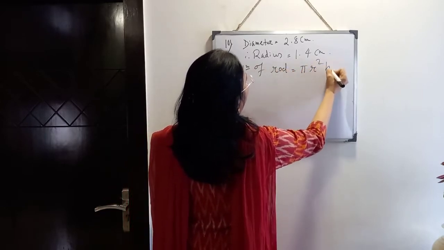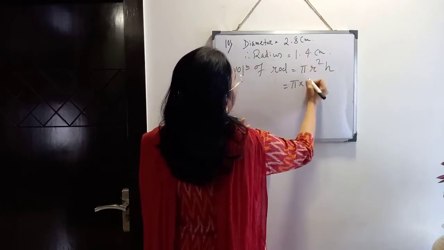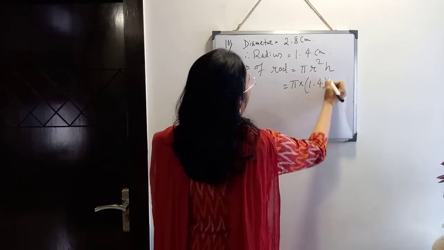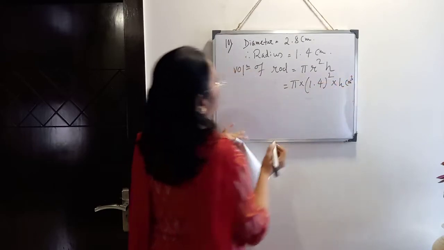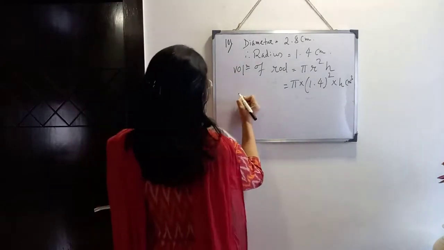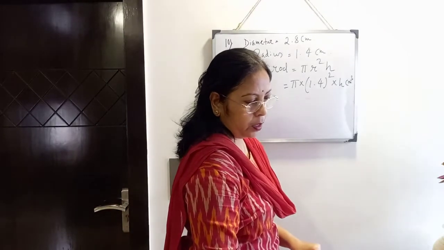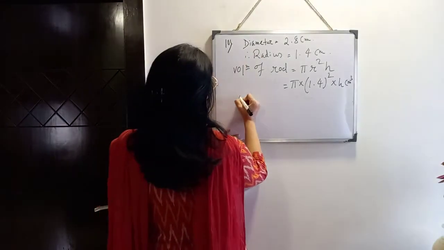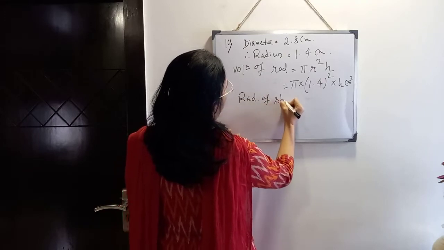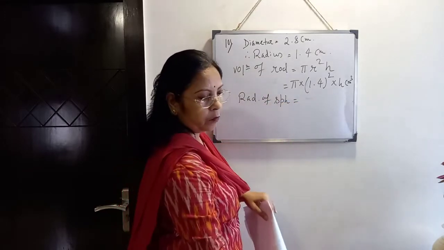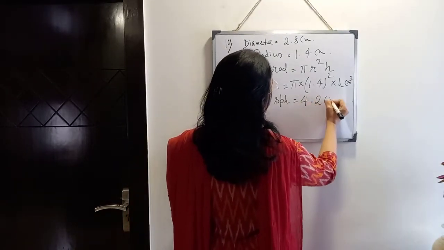So pi r square h. We will not calculate here. Okay, r means 1.4 whole square into 8 centimeter cube. Keep it. And radius of sphere is given. Radius of sphere is given as 4.2 centimeter. So same unit, no problem.